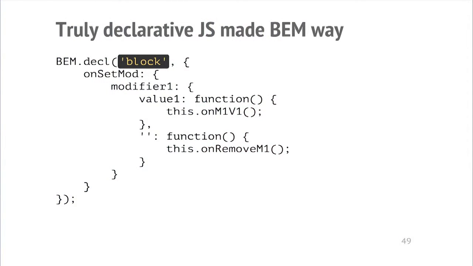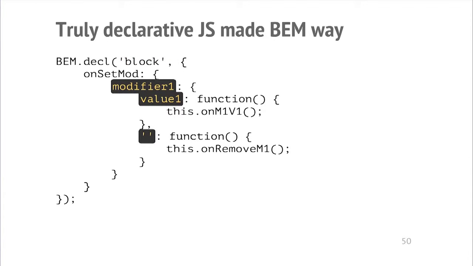With BEM, we can use the same selector and get all the blocks called block. And then we can define which methods should be fired when any modifier is set or removed. So we've got the same as in CSS. You can change a modifier in runtime, which means just to add or remove a class, actually. And then everything you need will be fired automatically.